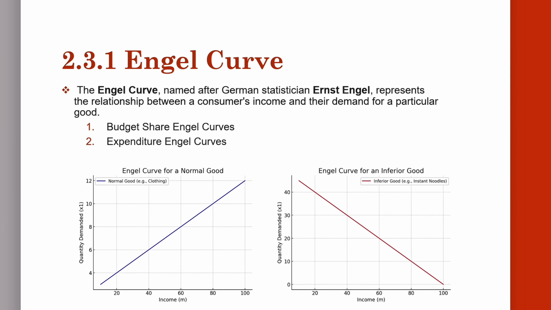By combining the ICC, the Engel curve, and the demand curve, we get a comprehensive picture of consumer behavior under various economic conditions, making it easier for firms to price products, forecast demand, and segment customers.